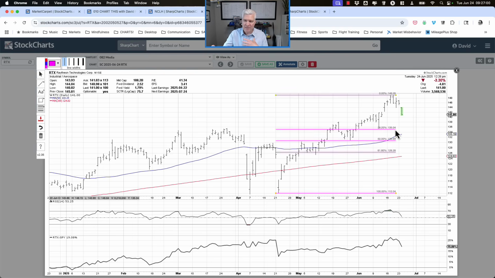Now, what's interesting on the example of Raytheon, what I'm basically expressing by putting the structure on here is this is the range from the April 22 low to the mid-June high.